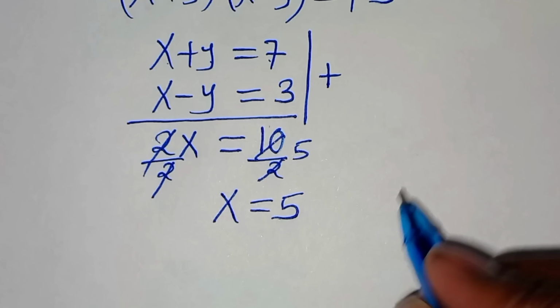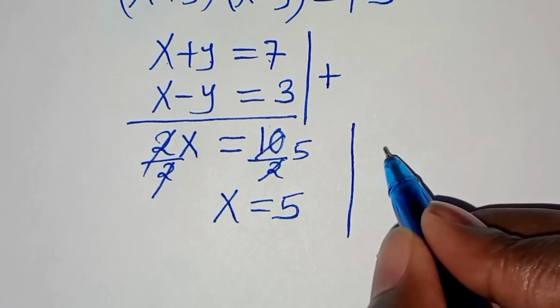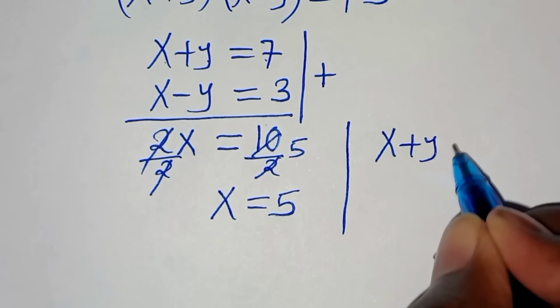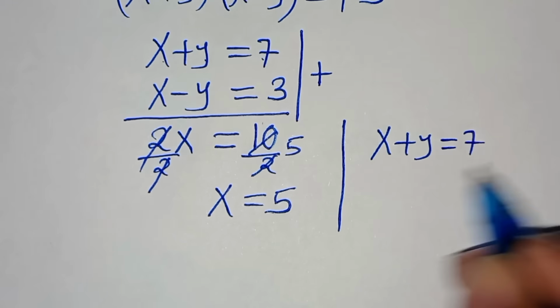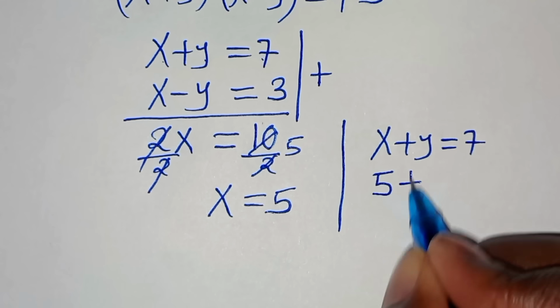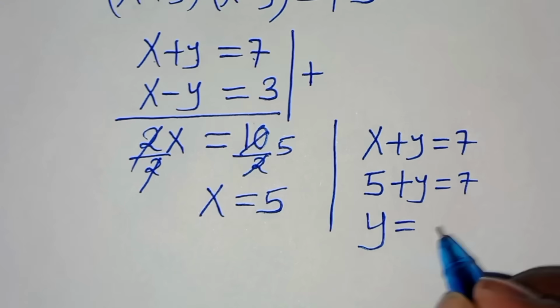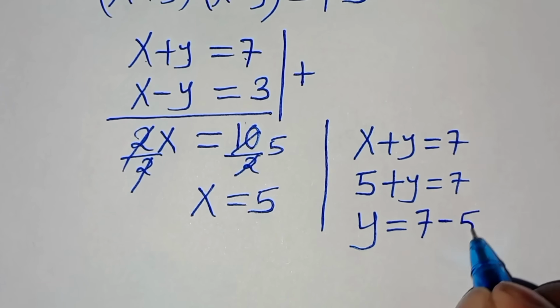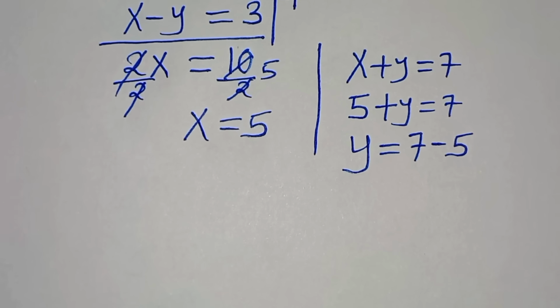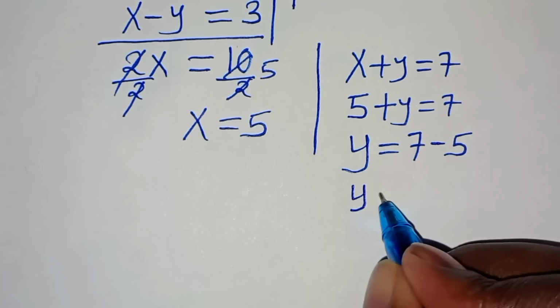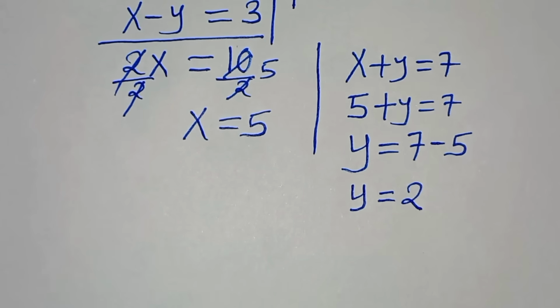So let's solve the corresponding value of y. We have x plus y equal to 7. So x is 5, so 5 plus y is equal to 7. So y is equal to 7 minus 5, and this implies that the value of y is equal to 2.